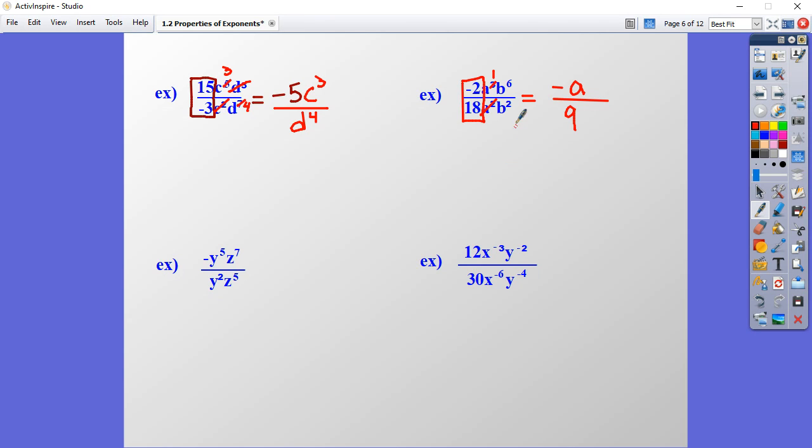Now, where do we have more b's at? Top. How many more? 4. And so I should get b to the 4th. And there we have the opposite of a b to the 4th over 9.